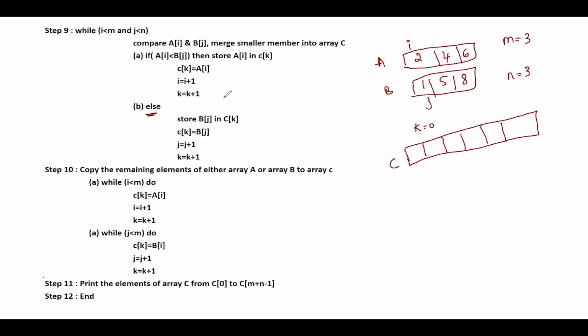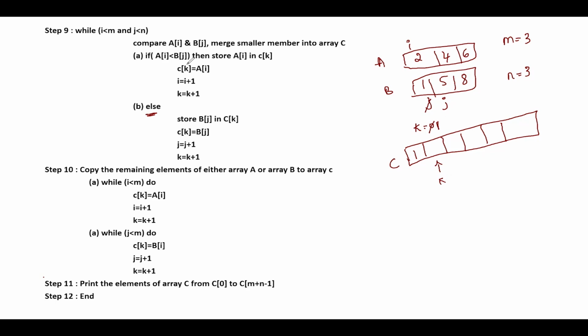Else part means that B of J is less than A of I. So when B of J is less, I'm going to store B of J in C of K, which is nothing but I'm going to store here 1 and then simply increment J as well as K. So J is going to come over here and K is going to be 1, which means now K is going to point over here. So once again, I'm going to compare.